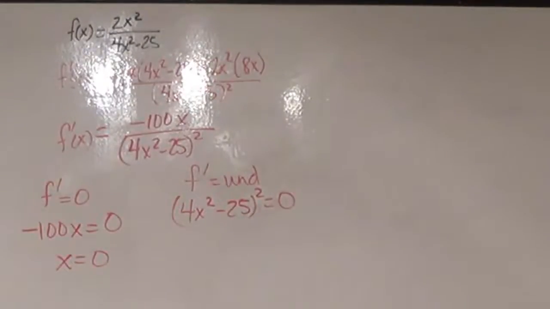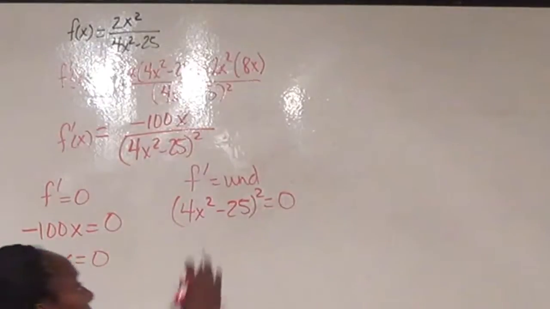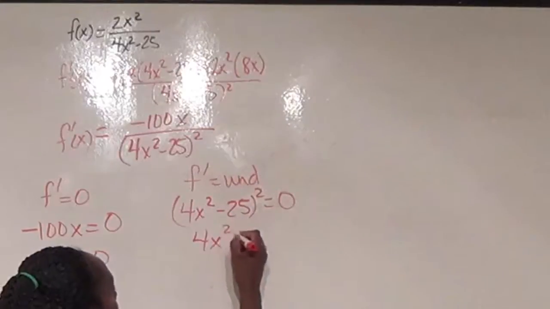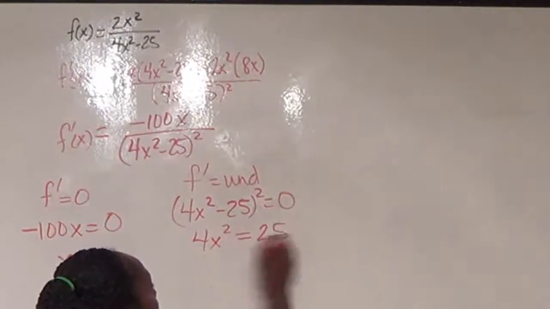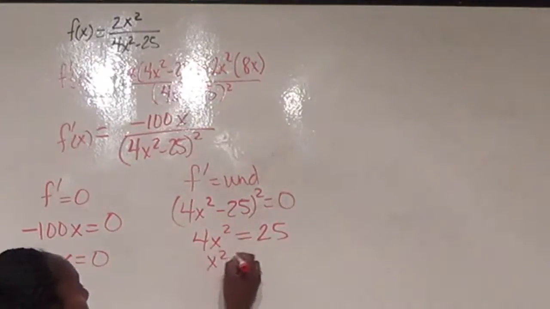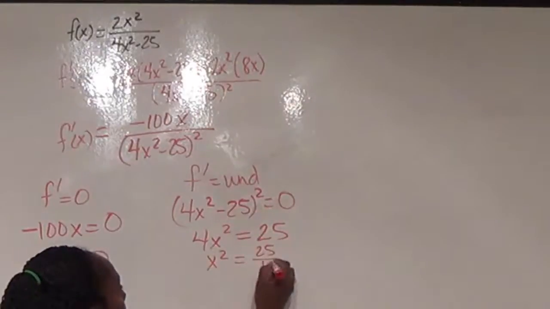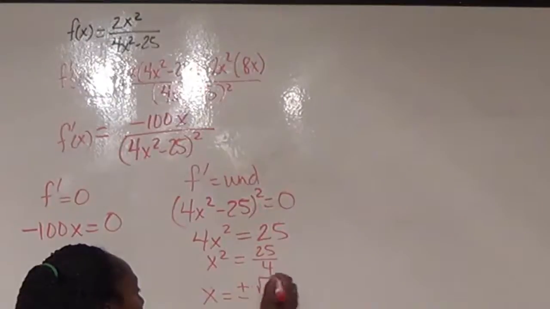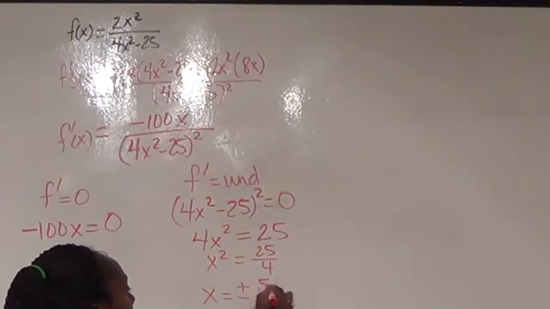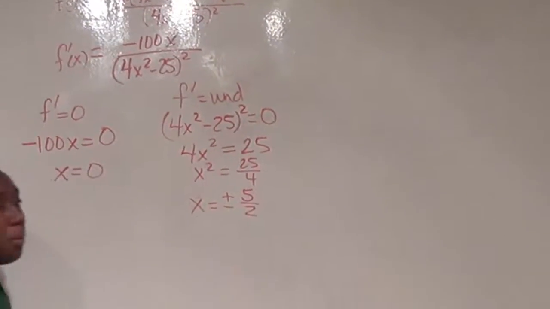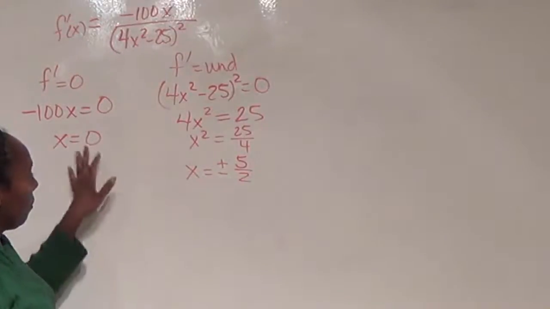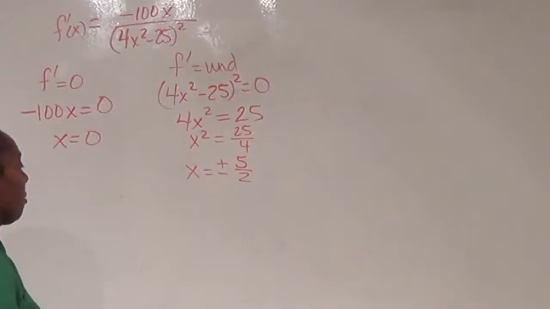So here, we just need to determine when this equation is true. We can square root both sides, and we see we still get 0. So 4x squared has to equal 25. x squared will equal 25 over 4, and solving for the root, we'll get plus or minus 5 halves. Okay, so here we've got 3 critical values.